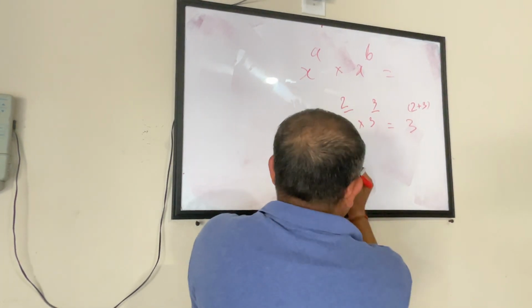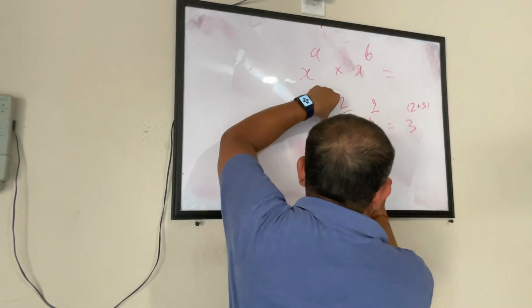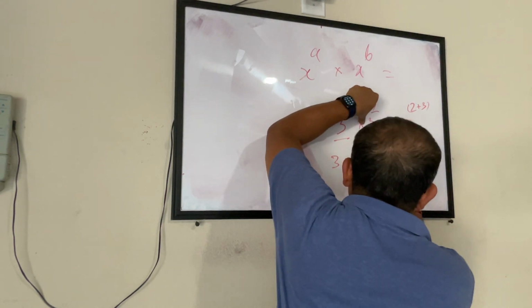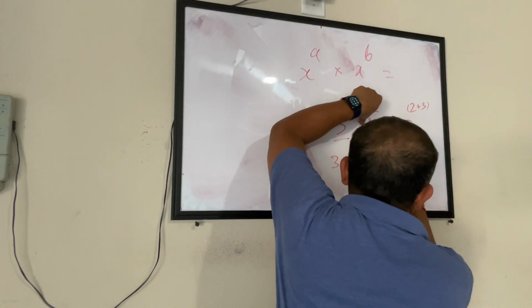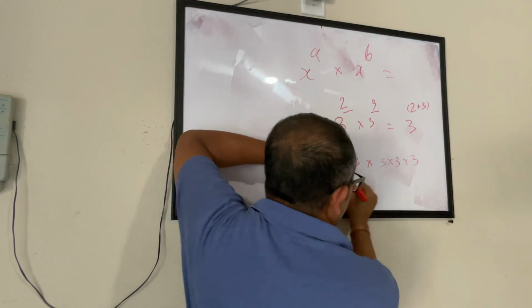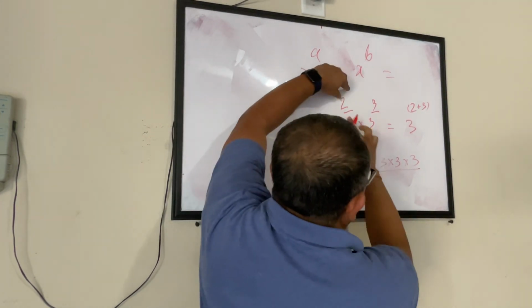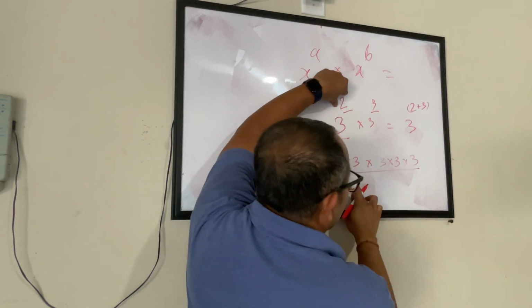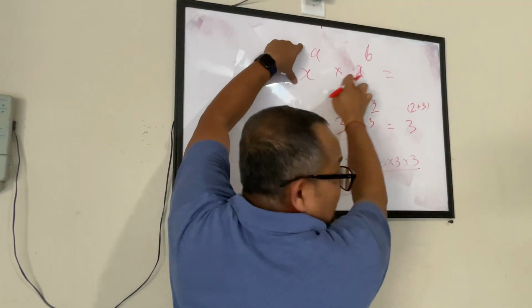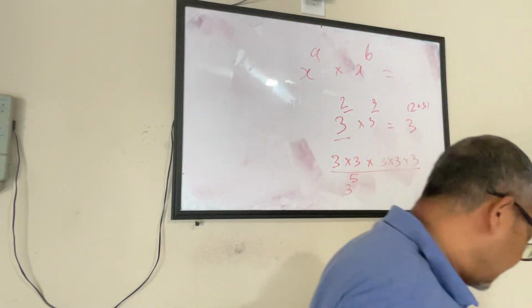Now let's break it down again. 3 to the power 2 is 3 into 3, multiplied by 3 to the power 3, that is 3 into 3 into 3. How many times is it getting multiplied? 5 times. So this is 3 to the power 5. What happened? 2 plus 3 got added. The same way, this is what is derived as a formula, right?